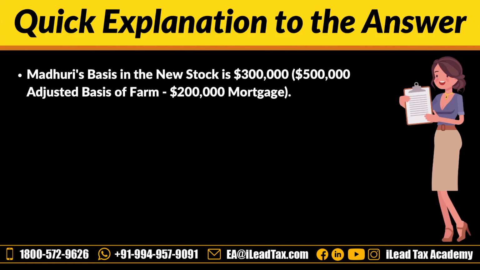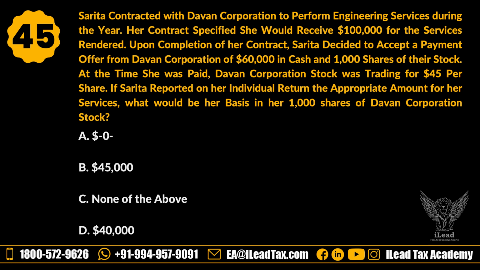So here, in a transfer under IRC section 351, the basis of the stock received by the shareholder is generally equal to the adjusted basis of the property transferred, decreased by any liabilities assumed by the corporation. Here, basis in the stock will be adjusted basis minus liabilities assumed. So basis is 500,000 and mortgage is 200,000, which is 300,000. Madhuri's basis in the new stock is 300,000. Let's go to the next question.